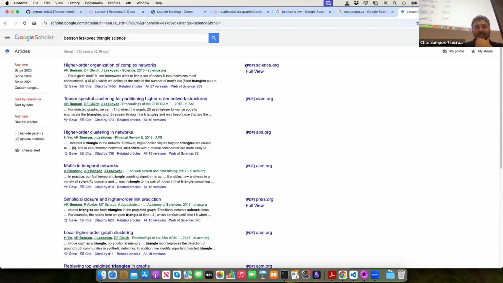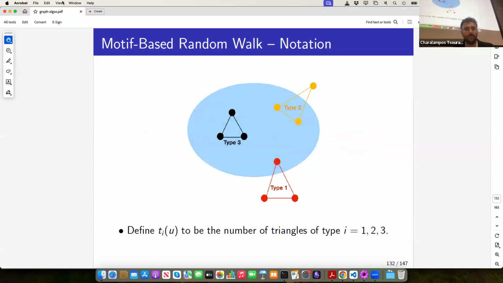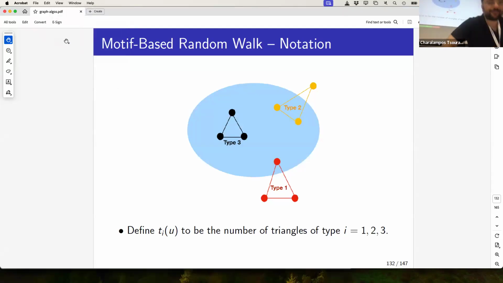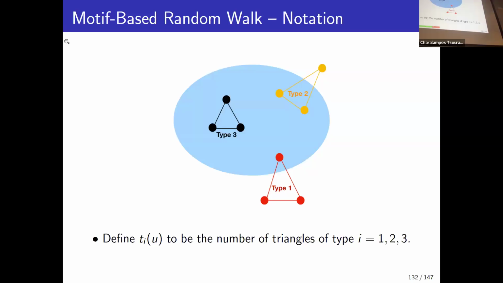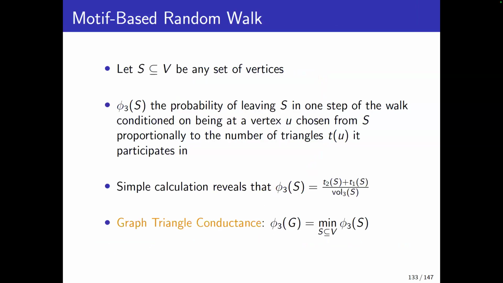So this was published in Science. This simple idea has numerous applications, and the title of the paper is Higher Order Organization of Complex Networks. So we have these types. This is a useful definition for the next slide.